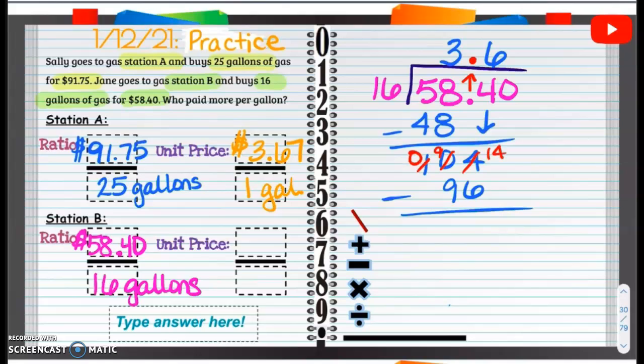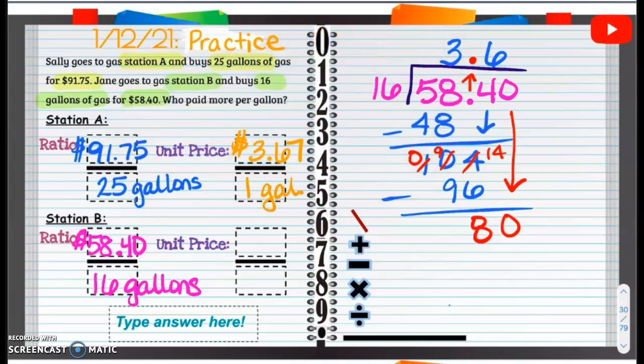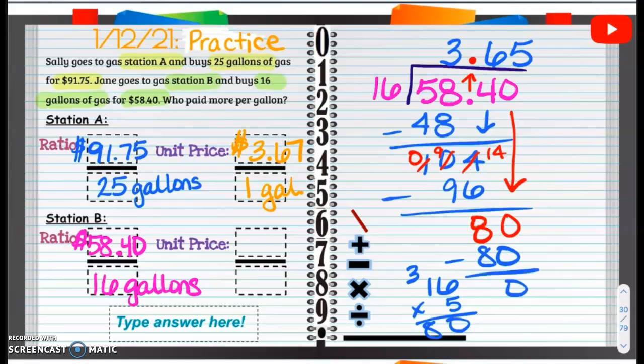14 minus 6 is going to be 8. 9, 10, 11, 12, 13, 14. Yep, it's going to be 8. 9 minus 9 is 0. 0 minus 0 is 0. So we are going to bring down that 0 here. How many times can 16 go into 80? Let's try it times 5. 5 times 6 is going to be 30. 5 times 1 is 5 plus 3 is going to be 8. Perfect. It'll be 5 times, and it's going to be 80. And we're going to subtract, so we get 0.